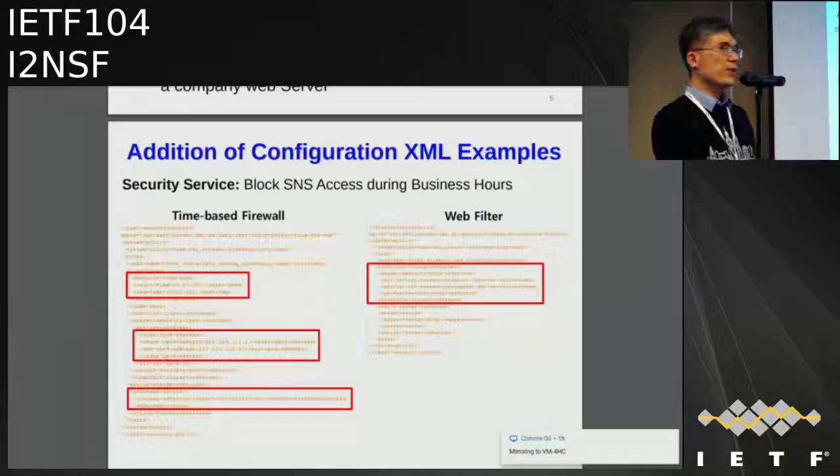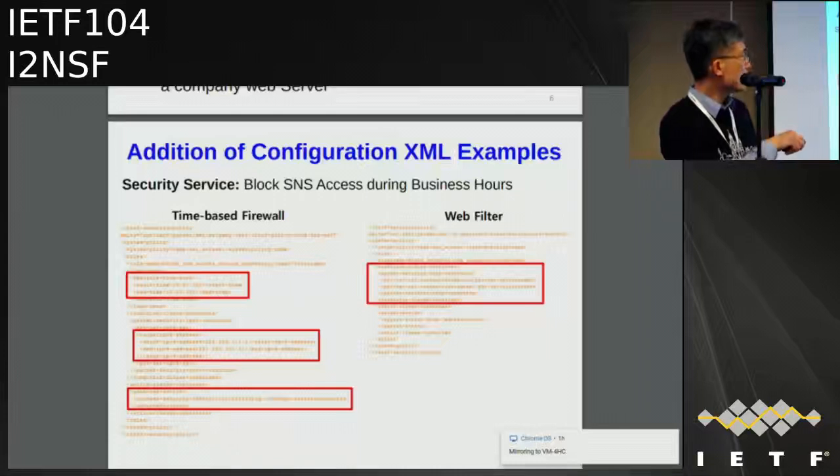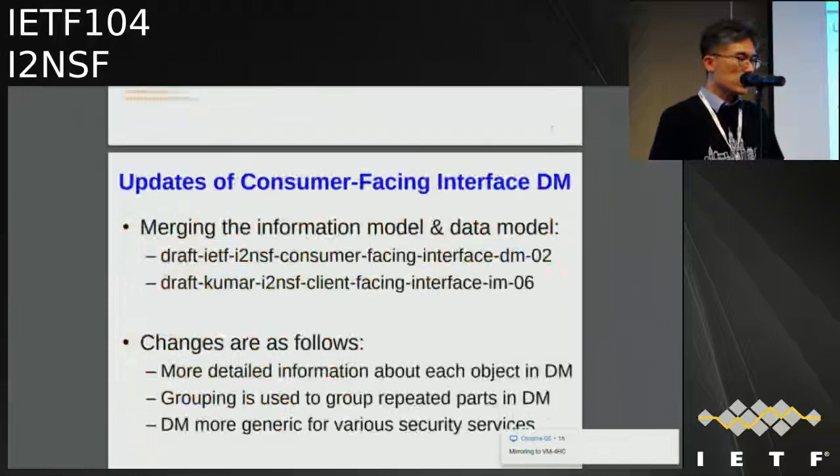And then we can apply advanced security, such as a web filter. So we're providing service function chaining. Firstly, the firewall. Secondly, the packet is forwarded to a web filter network security function. The web filter investigates the content, such as the URL. If this is related to Facebook or YouTube, it drops. So we provide the XML example for firewall and web filter.